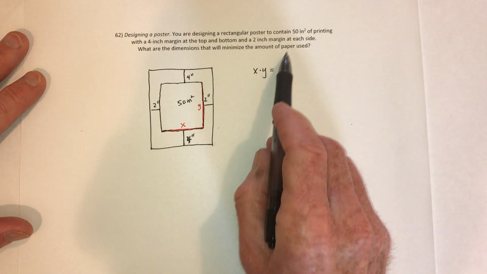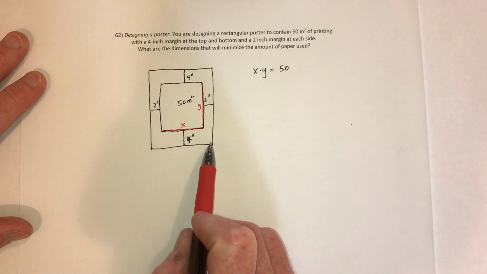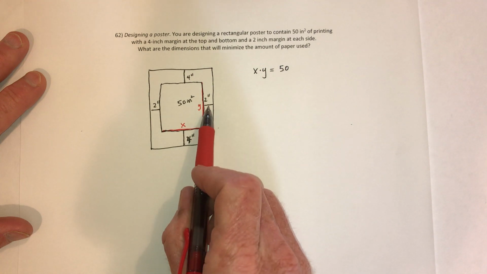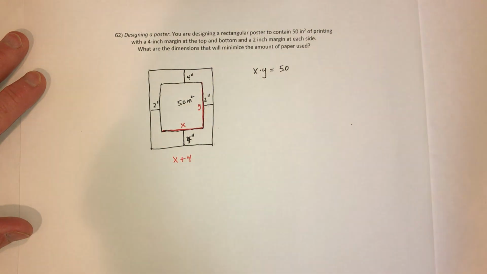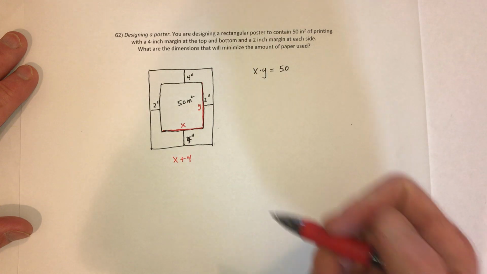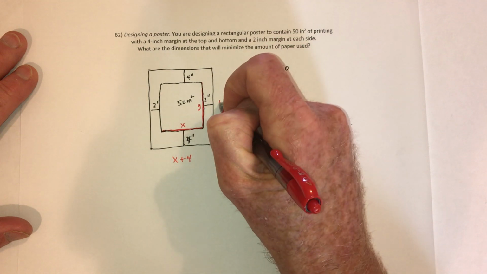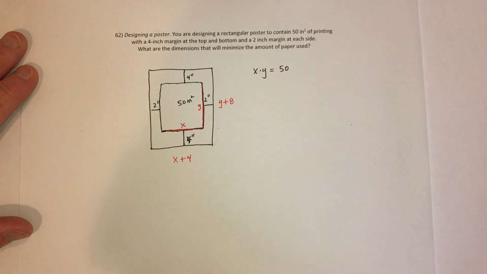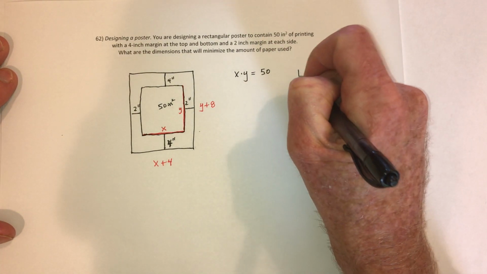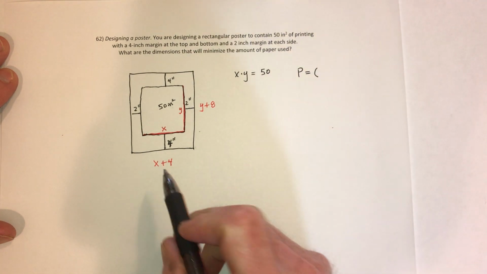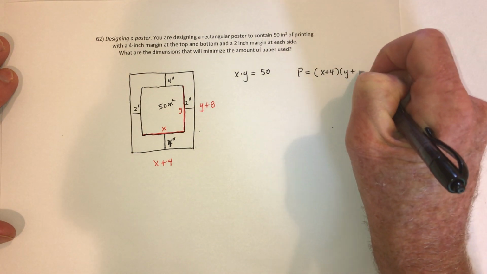Now, the amount of paper used, so that means the whole thing. Well, for the whole thing, this side down here, it would have X in the middle plus 2 on that side and 2 on that side. So it would actually be X plus a 2 and a 2, or X plus 4. For this vertical length, there's going to be Y plus 4 plus 4. So it's going to be Y plus 8. So the amount of paper, I'm going to call it P for paper, equals, multiply these two, X plus 4 times Y plus 8.